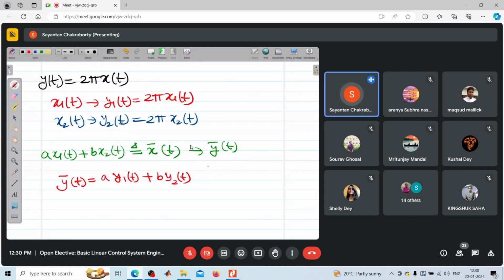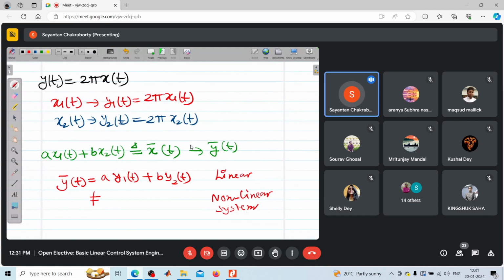Then you can say this is a linear system. And if it is not, then it's a non-linear system, right? So this is how you can classify between a linear and non-linear system. I think this is very trivial, right? I hope you can do this check, okay?